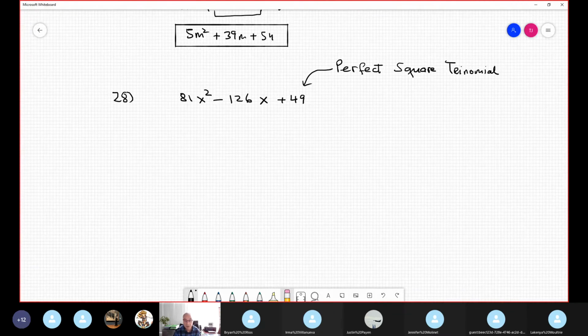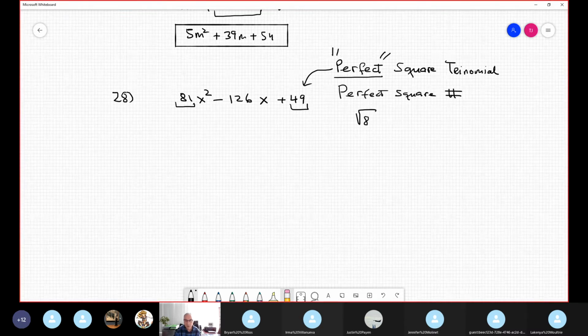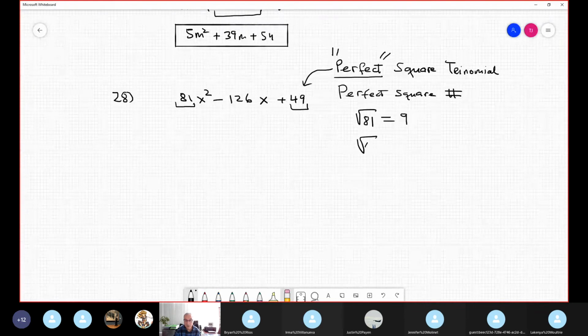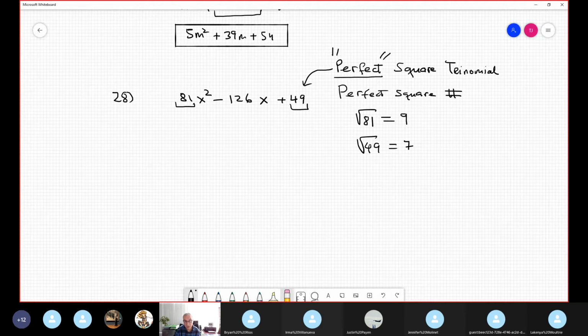And how do you recognize that this trinomial is a perfect square? The clue is that the first number and the last number are perfect square numbers. Because the square root of 81 is 9 and the square root of 49 is 7. If these numbers are not perfect squares, automatically you say, no, this is not a perfect square trinomial. So I need to do it the long way. You spend maybe 1 week doing that problem.